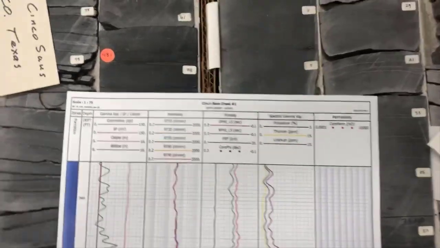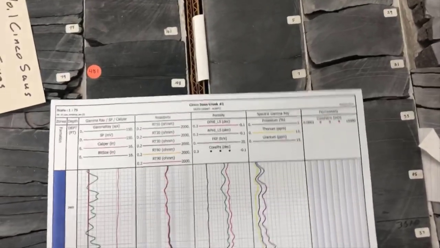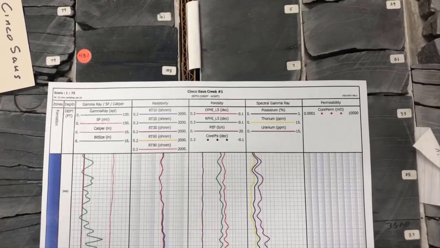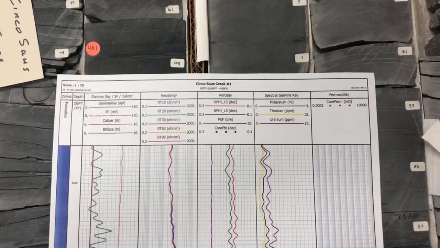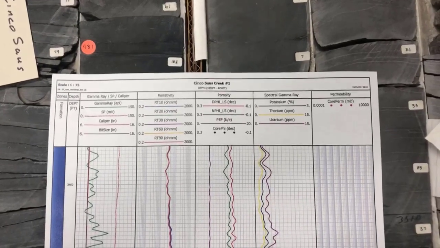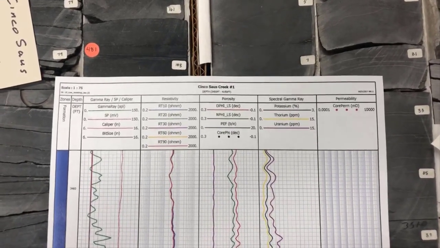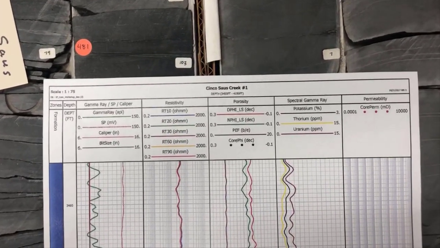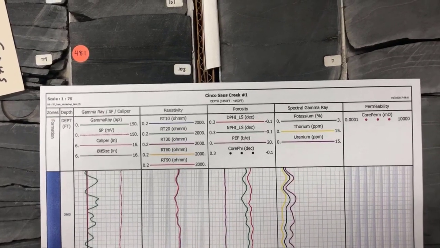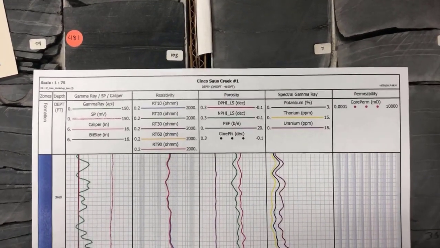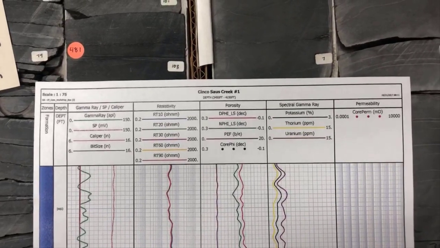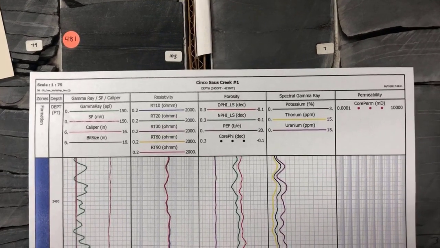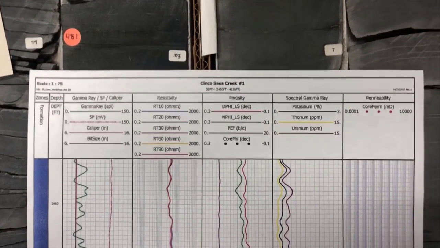For the layout of the core log integration in the Cinco Sauces well, which is across the Eagle Ford, starting from the Austin Chalk at the top and then the Buda Formation at the bottom, we are going to be looking at logs with these properties. So we have the gamma ray log, spontaneous potential. Obviously, this is a well that was drilled with water-based mud. Then we have the caliper bit size, and we have the electrical resistivity. These are all electrical resistivities acquired with wireline logs.